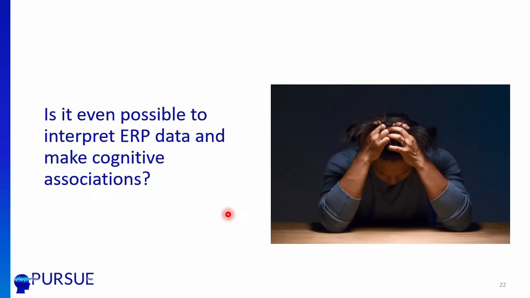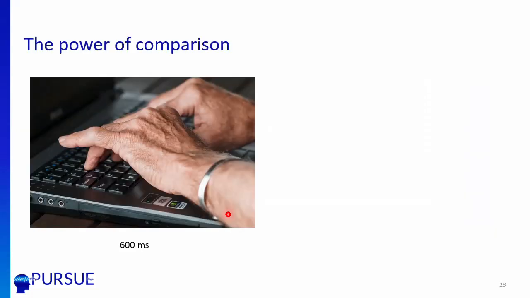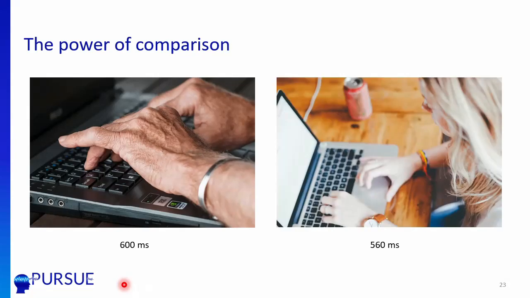So given all these constraints, is it even possible to interpret ERP data and make cognitive associations? It's tricky and difficult, and realistically, it's going to take place over multiple studies, not in any one given study. So let's talk about an example to help illustrate this problem. Let's suppose that I give participants a task and say that adults took on average 600 milliseconds to complete this particular task. And then let's say I have another group of people complete the task and they complete it faster, 560 milliseconds. Without any other details, that difference is sort of meaningless.